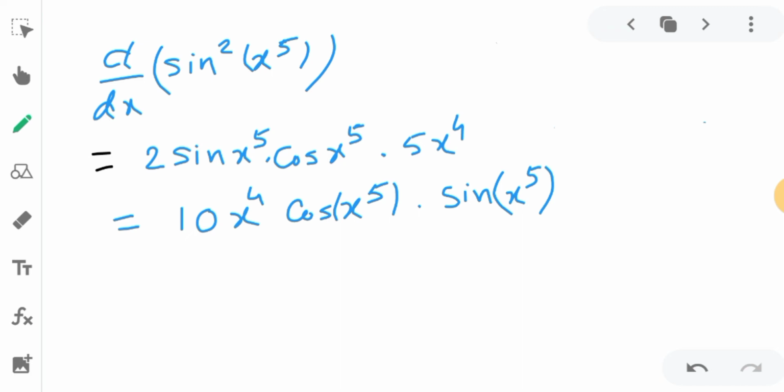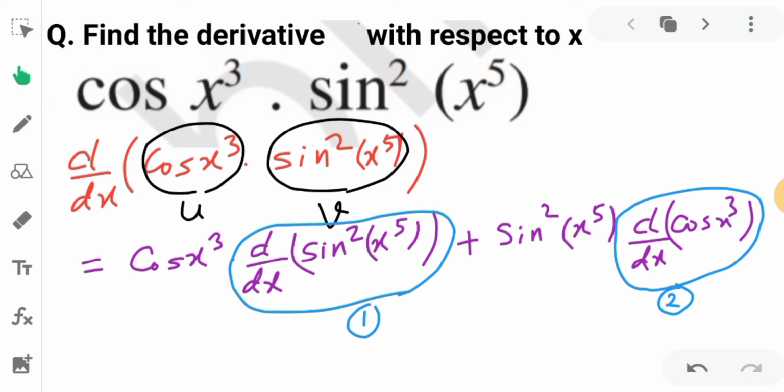2 into sin x to the power 5 into cos x to the power 5 into 5x to the power 4. Okay, so this is the first derivative. First derivative we got, derivative of this sin square x to the power 5. Similarly, and remember this is 5 mark question, the solution will be lengthy little bit. Okay, so you have to understand carefully.